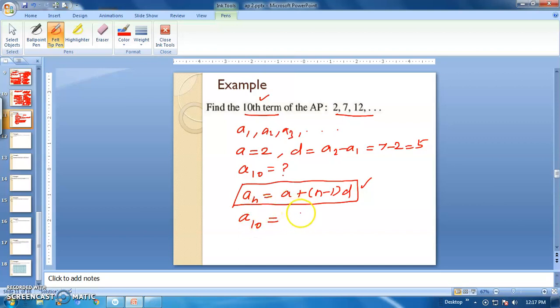So a10 equals a, which is the first term of the AP, that is 2, plus n minus 1, which is 10 minus 1, times d, the common difference, which is 5. So 2 plus 9 into 5, equal to 2 plus 45, equal to 47. This is the 10th term of the AP. If you want the 20th term, we write a20, and for the 30th term, a30. Likewise, for any particular term they ask, we use the an formula only.